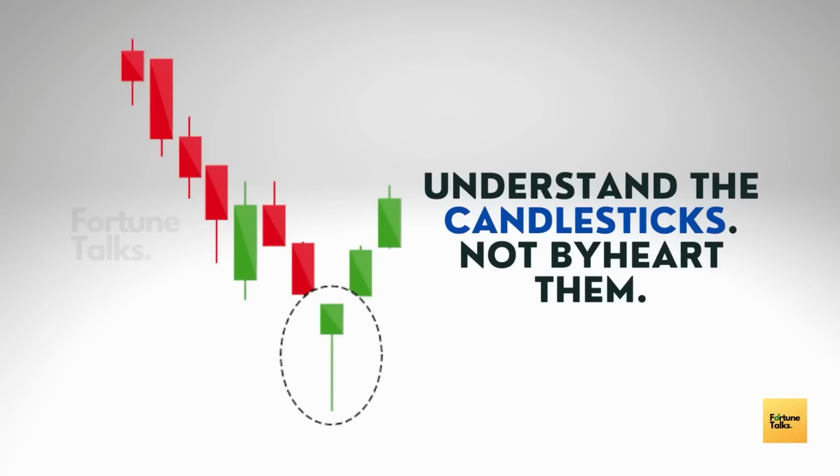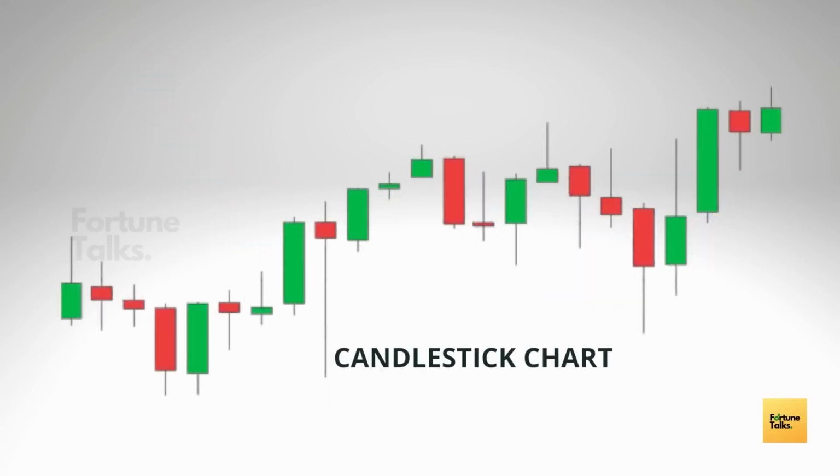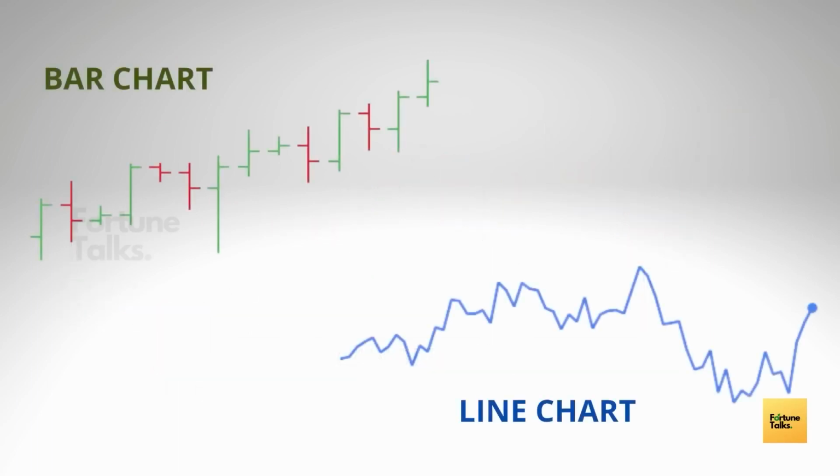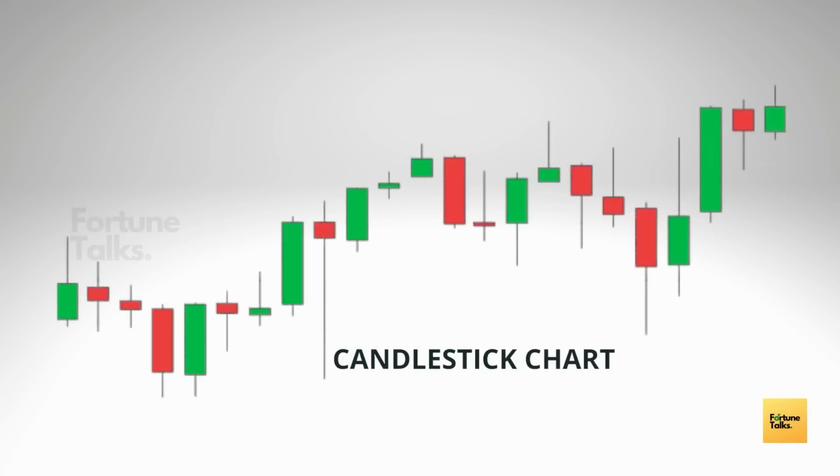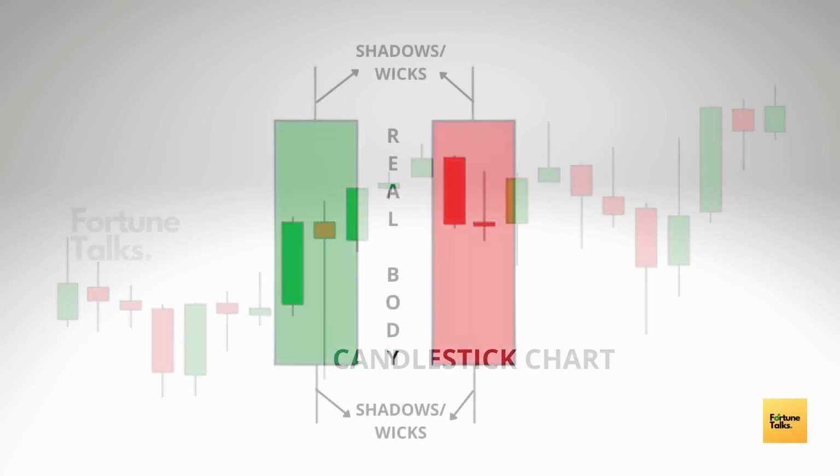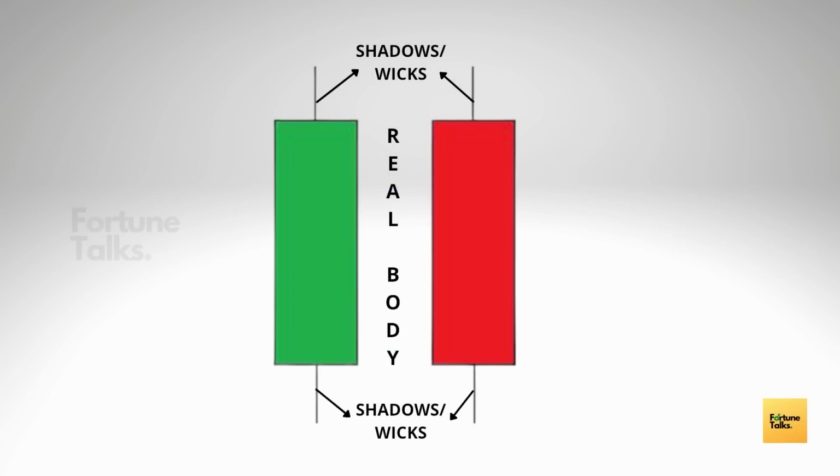So let's get started. Candlesticks are a way to show the market prices of a security on your chart. It's not the only way to represent it. We have other ways of plotting them like bar chart, line chart, etc. But the candlesticks are one of the more popular approaches. The candlestick usually consists of two parts, a real body and shadows or wicks.